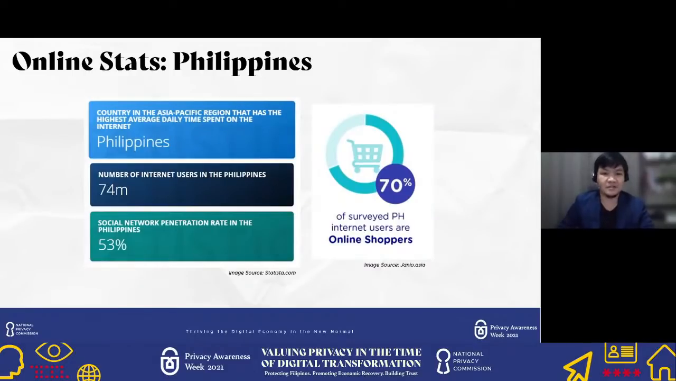70% of the 74 million are online shoppers. Now think about that for a second. That's around 52 million online shoppers. And when we talk about shopping, we need to pay, right?